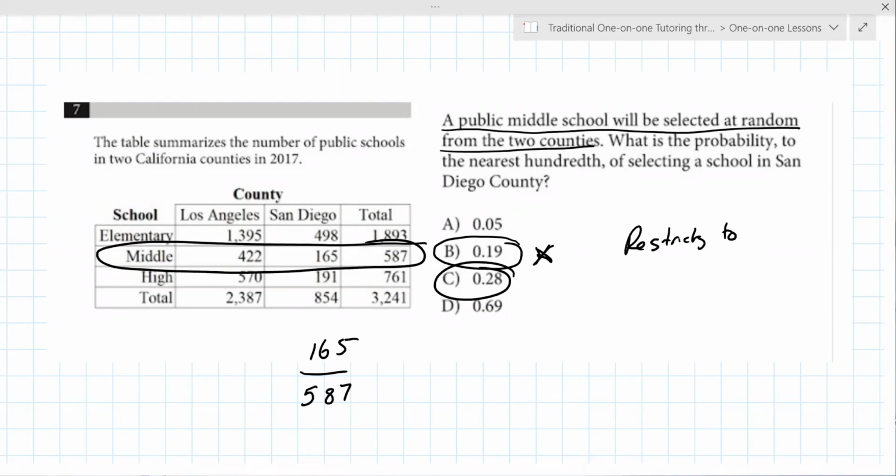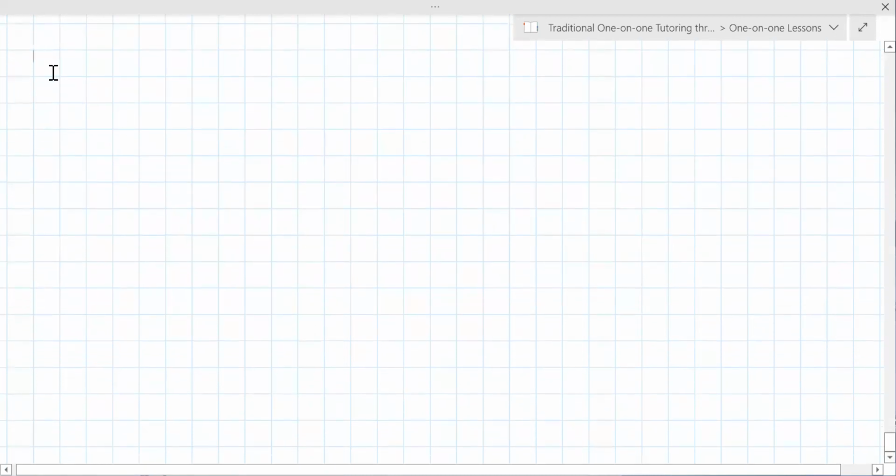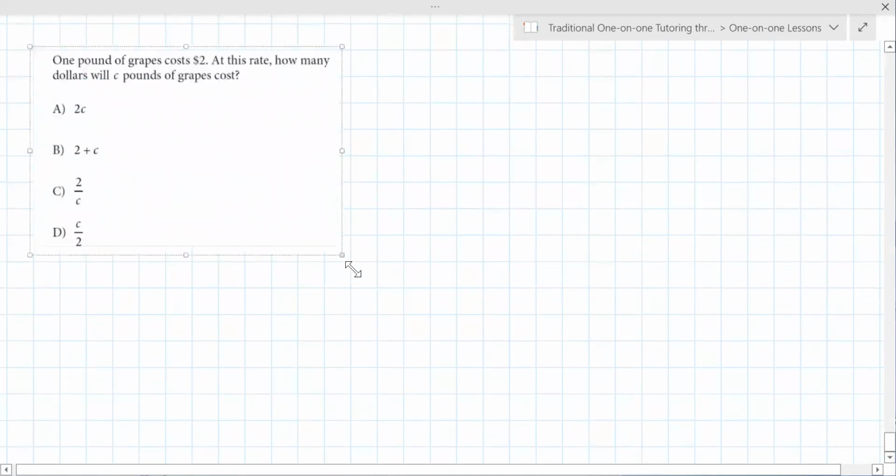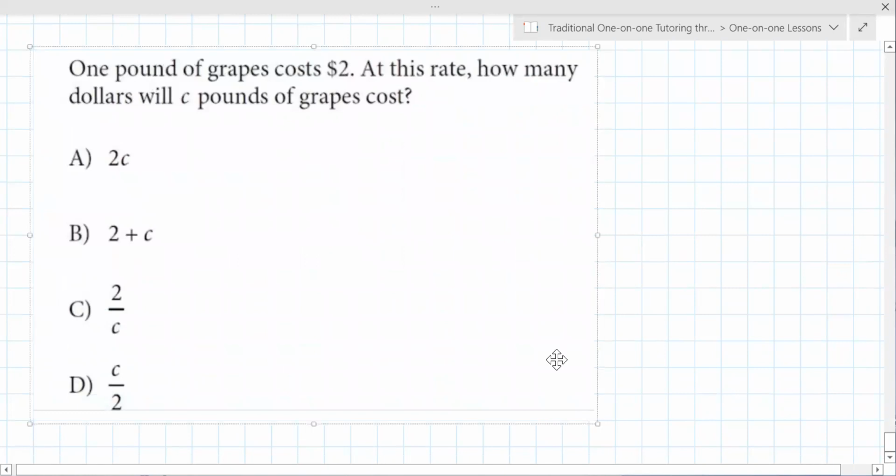Okay, so let's switch topics here for the time we've got left, and give you some more of these problems. So we're going to move to expression problems. All right, here we go. It says 1 pound of grapes costs $2. At this rate, how many dollars will C pounds of grapes buy?